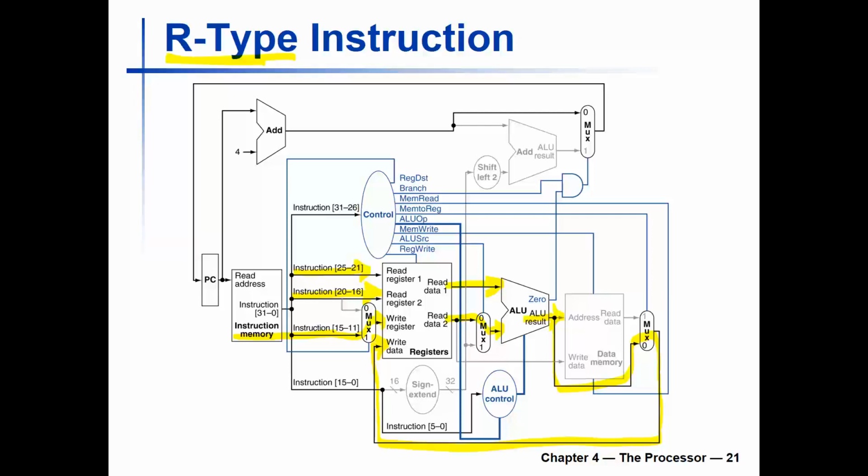Okay, notice how the multiplexers are activated. Like for example, this one, and this one. All right, so they are activated appropriately for the data to flow correctly.